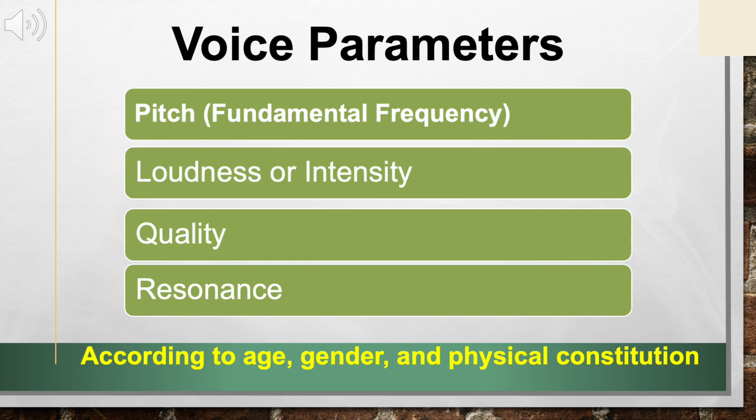3. Quality, the character or timbre of the voice, e.g., breathy, hoarse, strained, reflecting the regularity and symmetry of vocal fold vibration. 4. Resonance, the amplification and modification of sound as it passes through the vocal tract, can be oral, nasal, or pharyngeal. All this according to gender, age, and physical constitution.